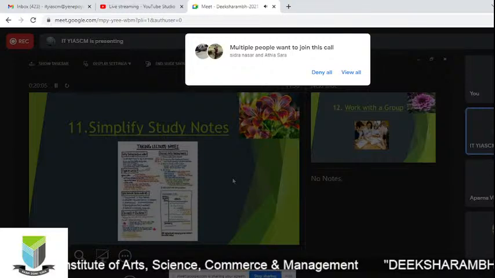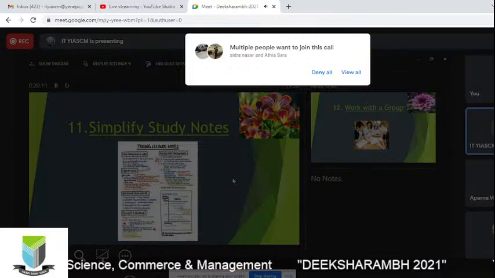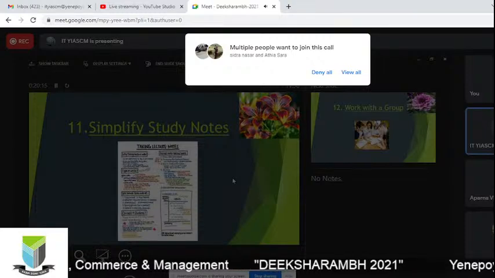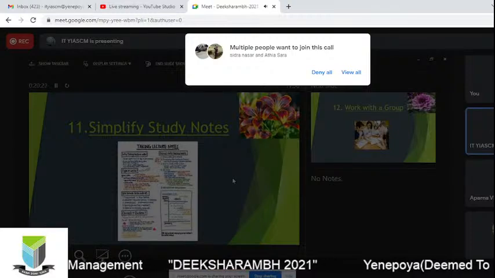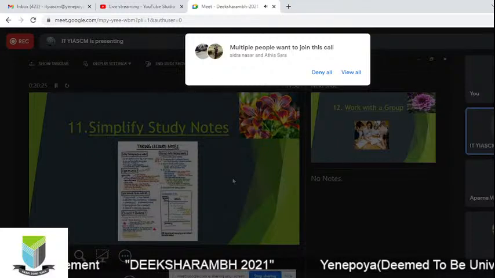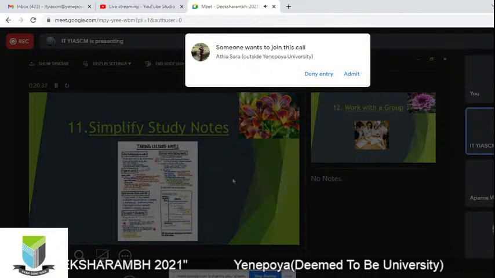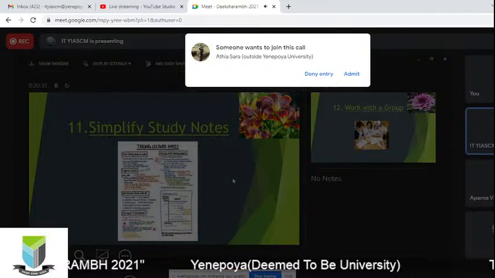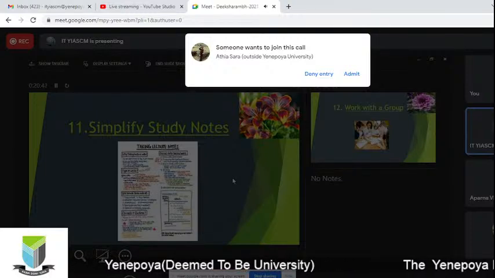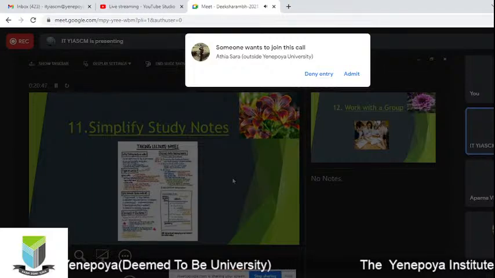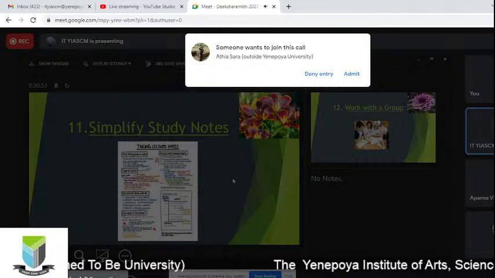The next tip is simplify study notes. Simplify study notes here means already we wrote the notes and prepared some working notes. Taking lecture notes through some figures, diagrams or pictures makes them easily understood for us. So we must simplify the study notes by putting in some figures, and make studying less overwhelming by condensing notes from the class.